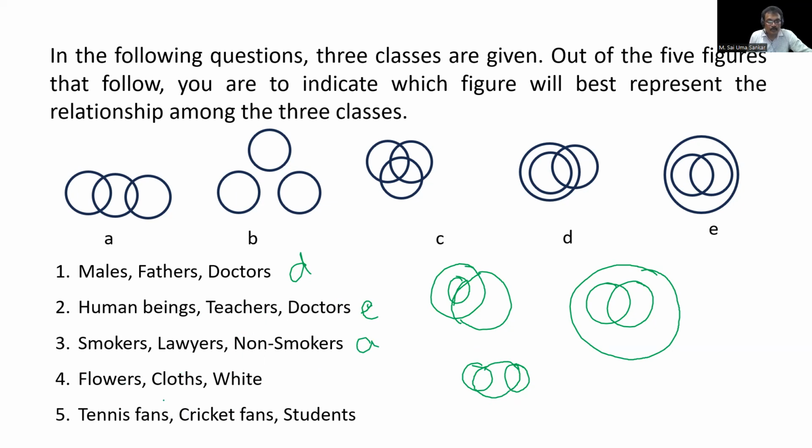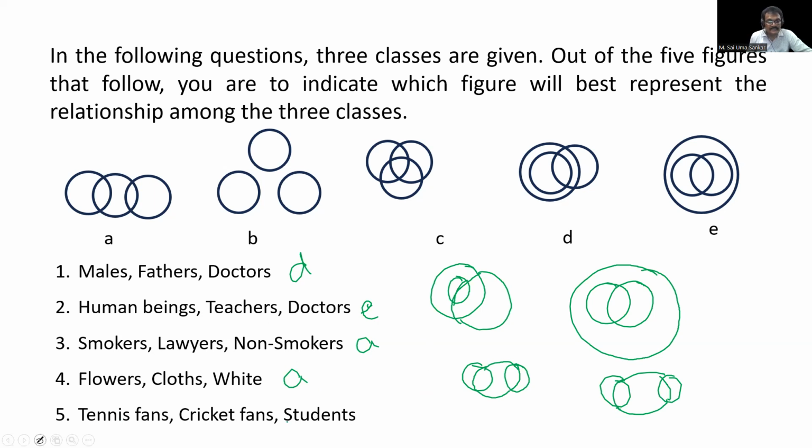Next, flowers, clothes, and white. Okay, flowers, clothes, and white. See, no flower is a cloth. Some flowers are white, some clothes are white, and other things are also there. So, what is the answer? Option A is the correct answer.